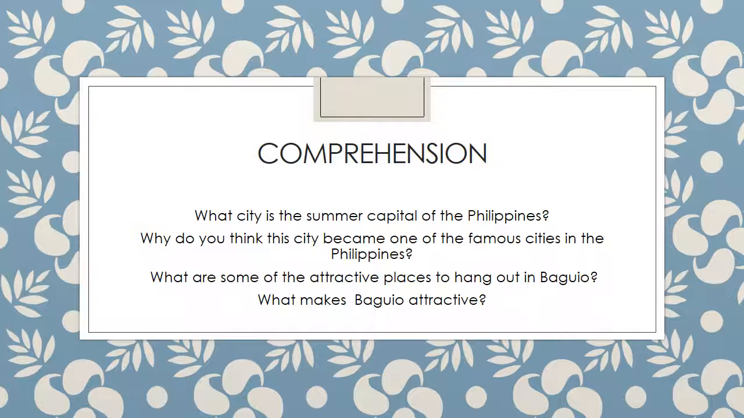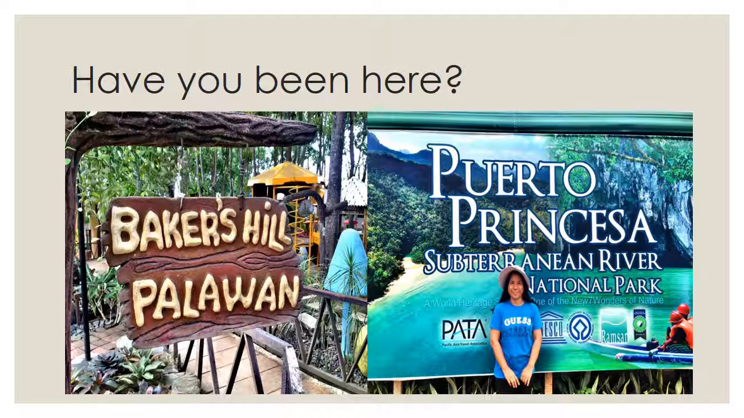Answer for number 1 is Baguio. Cold weather for number 2. Burnham Park, Camp John Hay, and Mines View Park are some of the attractive places in Baguio. Aside from the cold weather, its majestic view really makes Baguio an attractive place. Next, proceed to the presentation of different places.